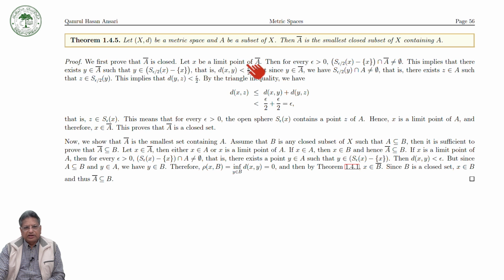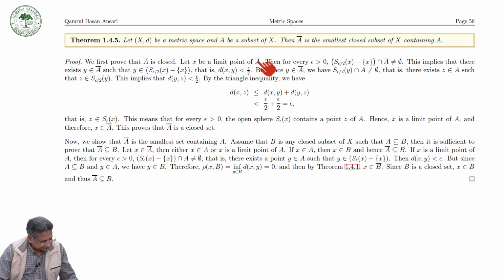So let x be a limit point of the closure of A. Then for every epsilon, because x is a limit point of this set, keep in mind, for a moment you can consider this to be B. So for your understanding, I can write it is equal to B.